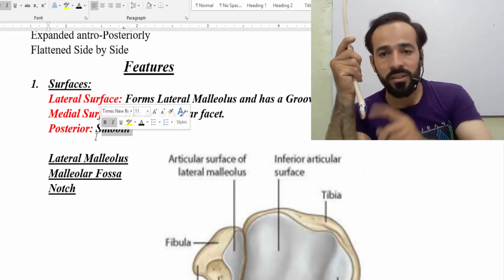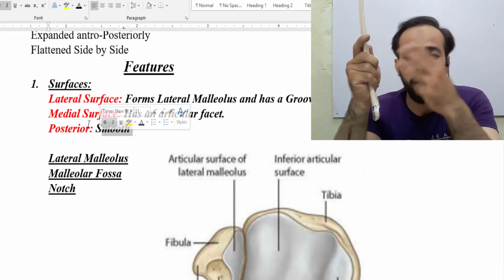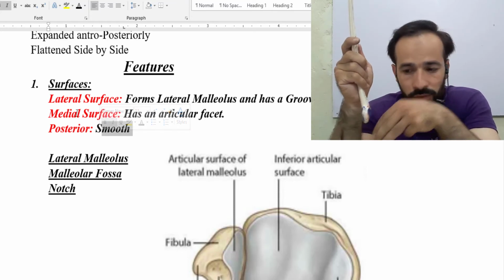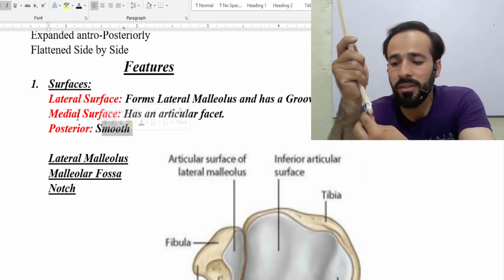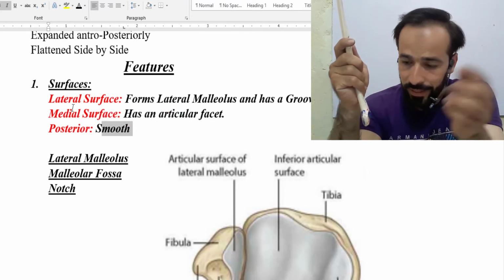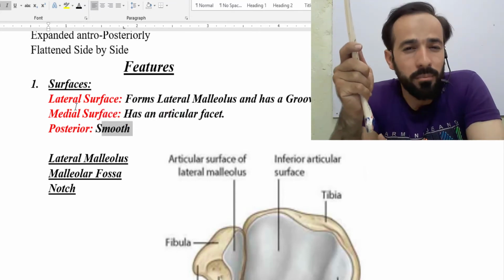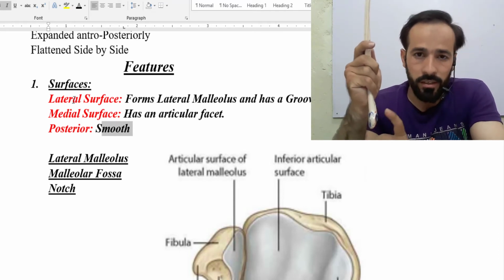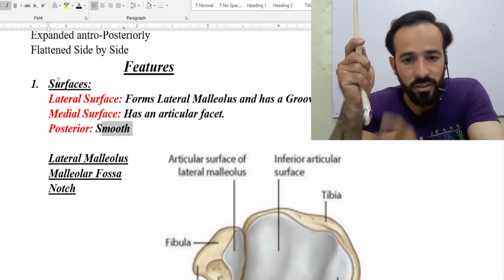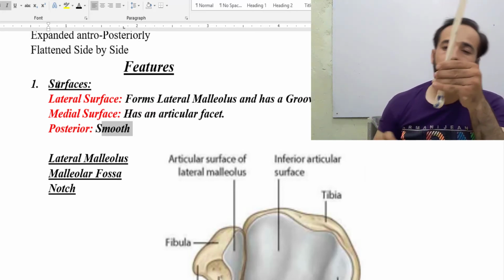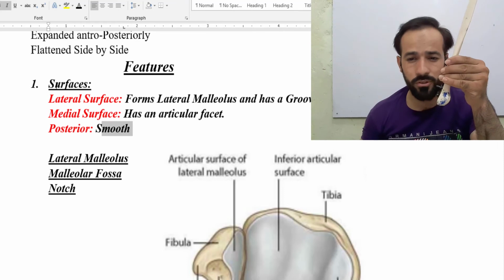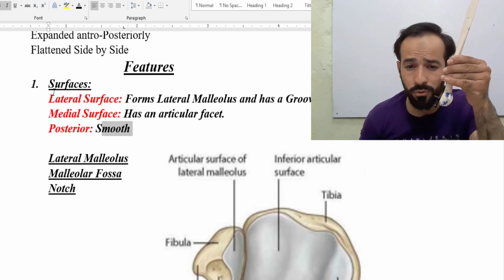So what did we discuss? We said that in the lower end there are three surfaces: the lateral surface, the medial surface, and the posterior surface. The lateral surface forms the lateral malleolus and a groove in it. The medial surface has a very important external feature, that is the talar facet in it. It has a triangular talar facet, and then there is the posterior surface which is a little bit smooth in nature, and there are some other external features of it. So let's see these three important points here.